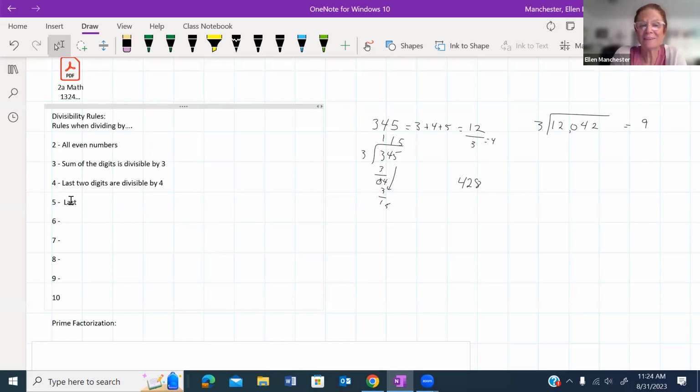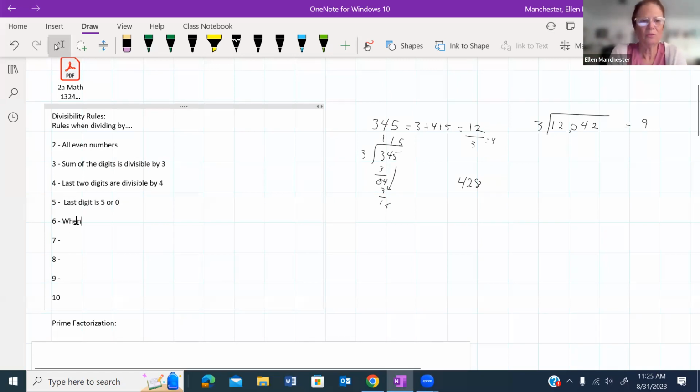Can you give a guess? Is it like the last digit is a 5 or a 0? Perfect. Last digit is a 5 or a 0. Okay, so 5 can go into anything that has a 5 or 0 at the end. So 345, 5 can go into it. All right, so there's multiple numbers that can be divided into some of these values.